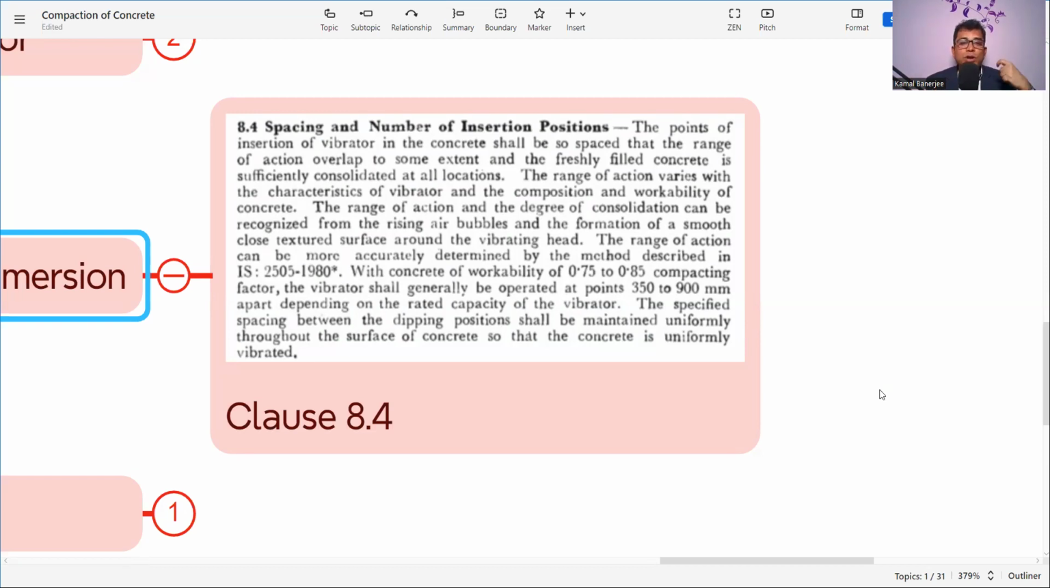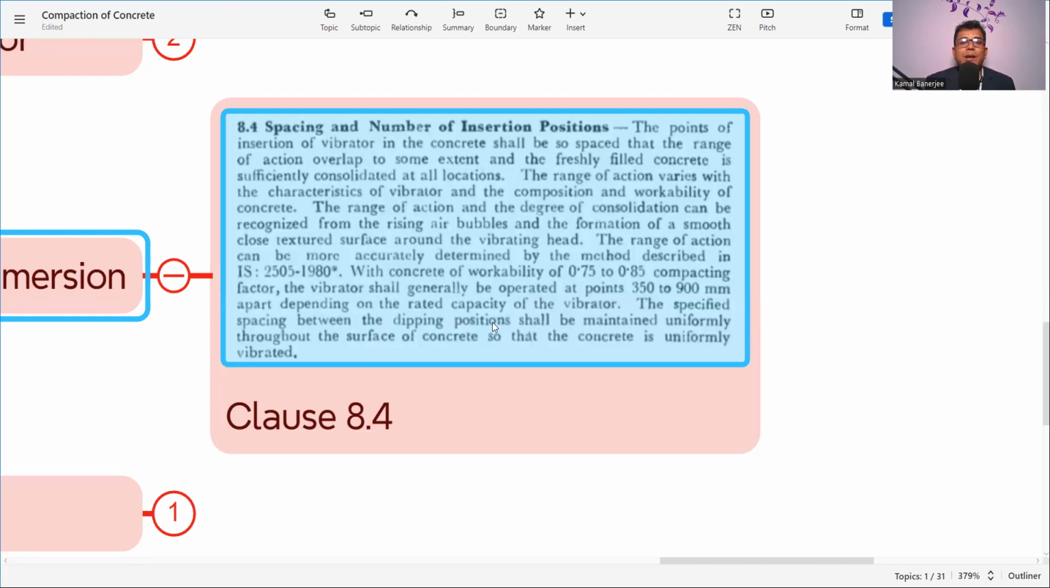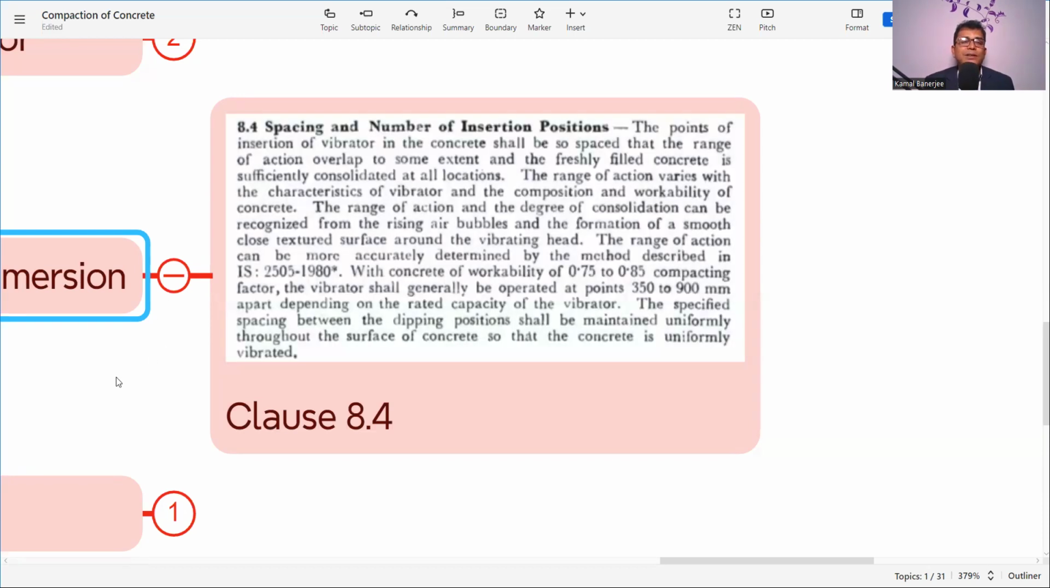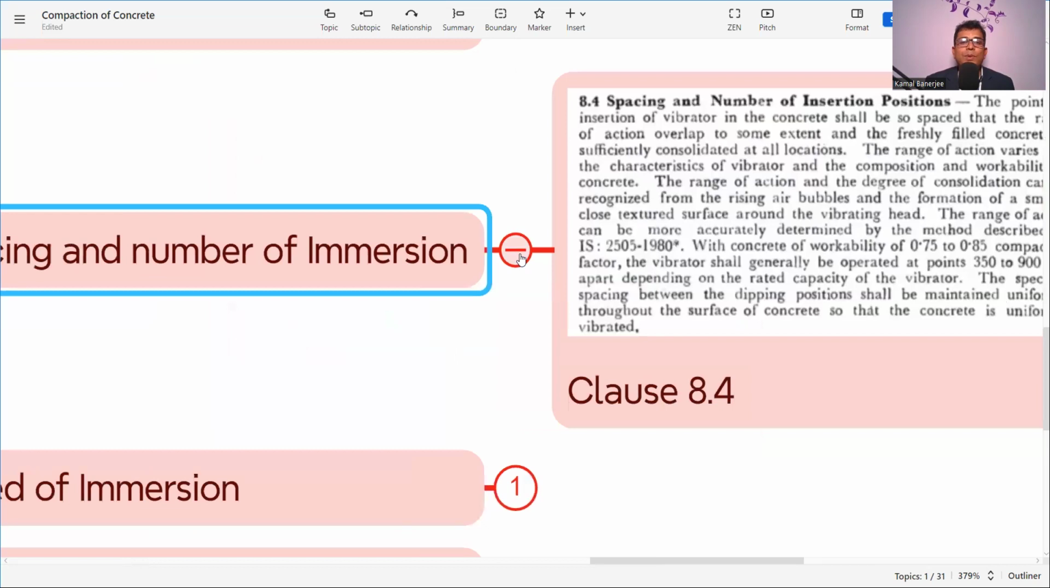According to your requirement, according to your project, it should be finalized what the spacing of immersion of the vibrator will be. It should be between 350 to 900 mm. The specified spacing between the dipping positions shall be maintained uniformly throughout the surface of concrete so that the concrete is uniformly vibrated. Our intention is that all concrete should be uniformly vibrated.